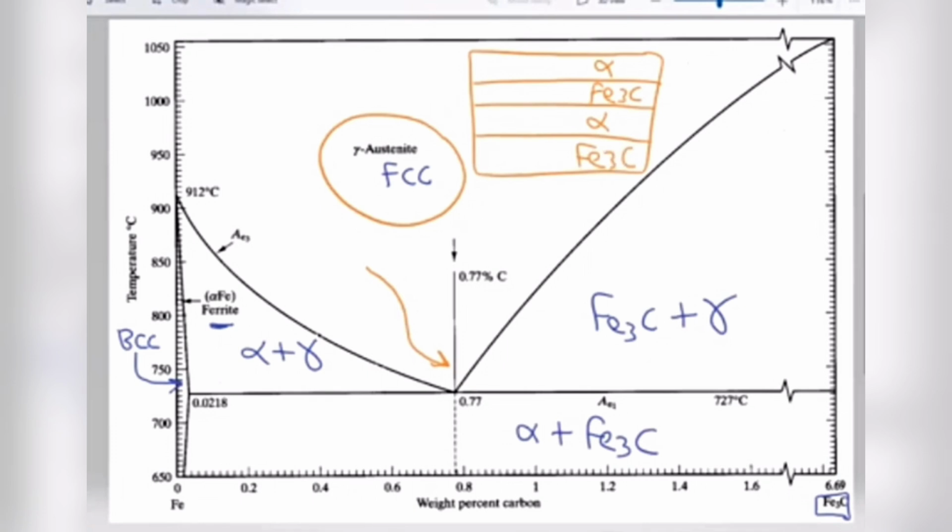Very similar to our eutectic point where we went directly from liquid to solid, here we're going directly from gamma FCC into alpha BCC plus cementite. The important things to point out there are that the percentage of carbon is 0.77%, and the transformation is occurring at 727 degrees C. So the lowest temperature at which FCC will go to BCC, or BCC will go to FCC, is 727 degrees.